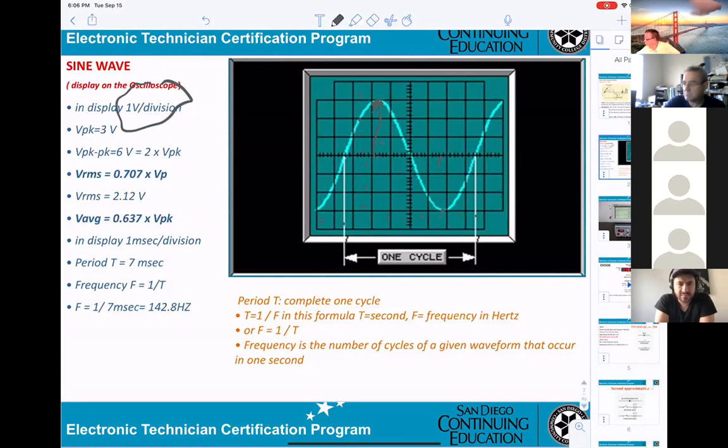And peak to peak means from the top to the bottom here: 1, 2, 3, 4, 5, 6. That's why they get 6 volt. So V peak to peak equals 2 times V peak. And now VRMS. What does that mean for VRMS? Root mean square. Yeah, that means the voltage root mean square. But we don't care about that, okay?